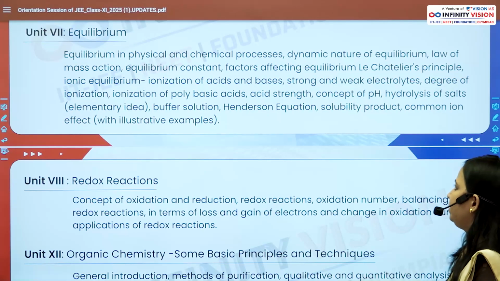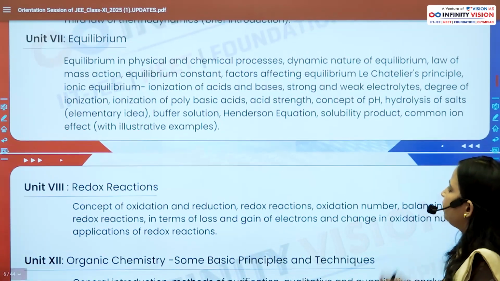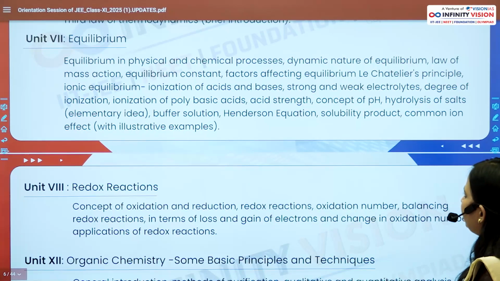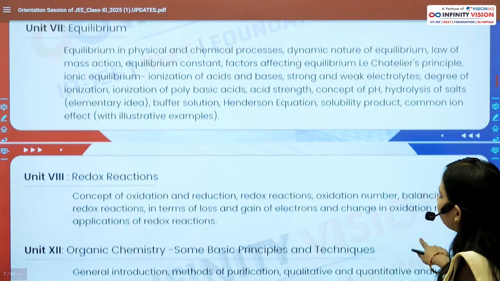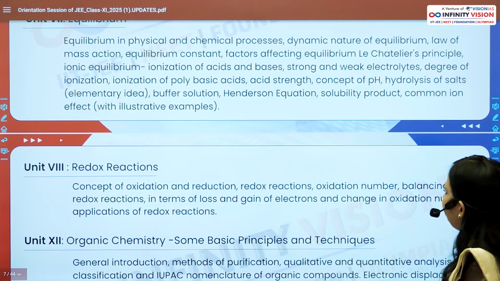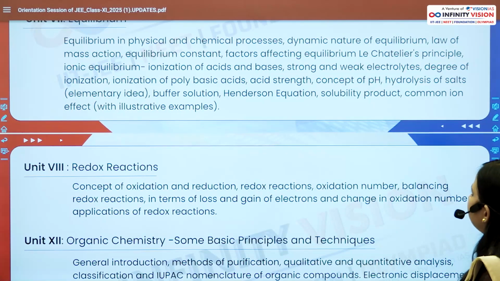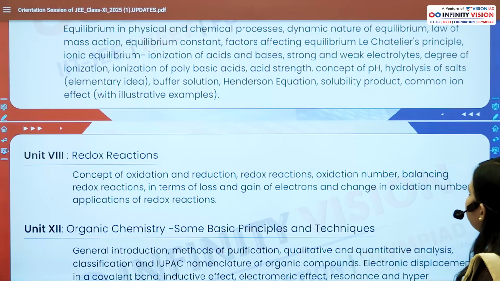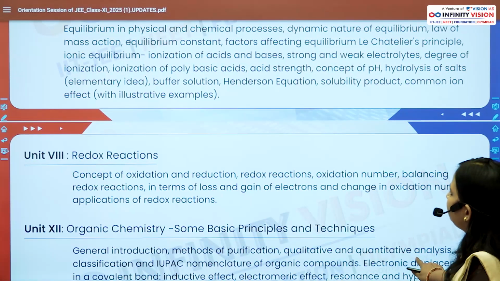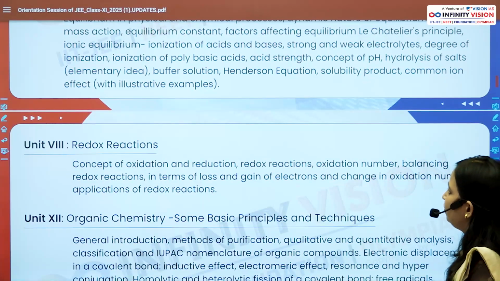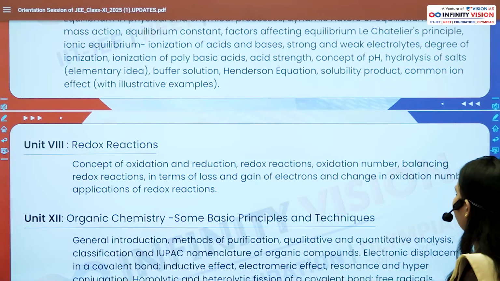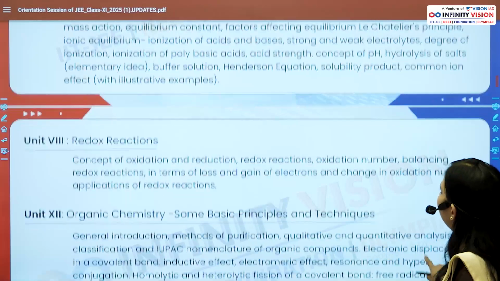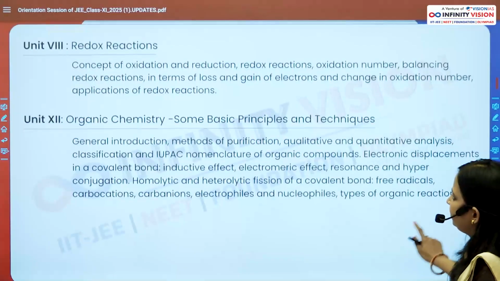The equilibrium chapter is again a physical chemistry chapter, and it involves the various physical and chemical processes, the dynamic nature of equilibrium, the various laws, the equilibrium constant, factors affecting it, Le Chatelier's principle, and different types of solutions like acid, base, and buffer solutions, what their strength, pH, and solubility product are, etc.